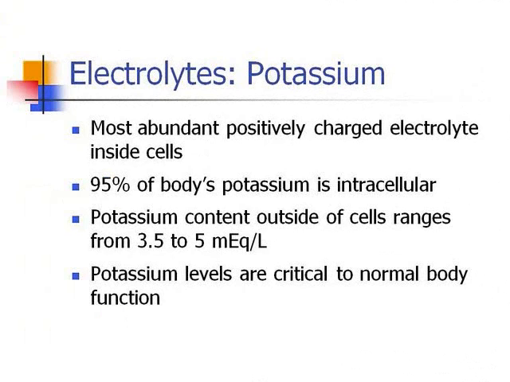All right, we're going to start with potassium. It's the most abundant positively charged electrolyte within the cells. 95% of the body's potassium is inside the cells, but we can't measure it easily inside the cells, so we measure it in the blood. Potassium in the blood should be 3.5 to 5 milliequivalents per liter. Potassium levels are critical to normal body function.